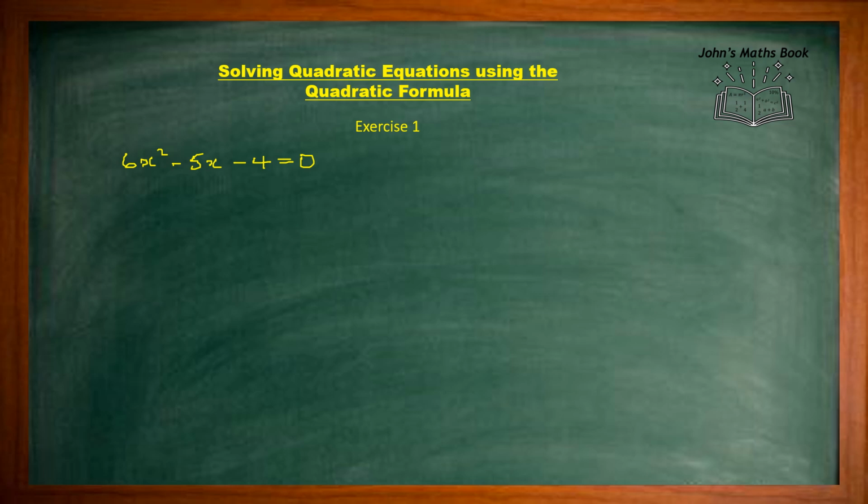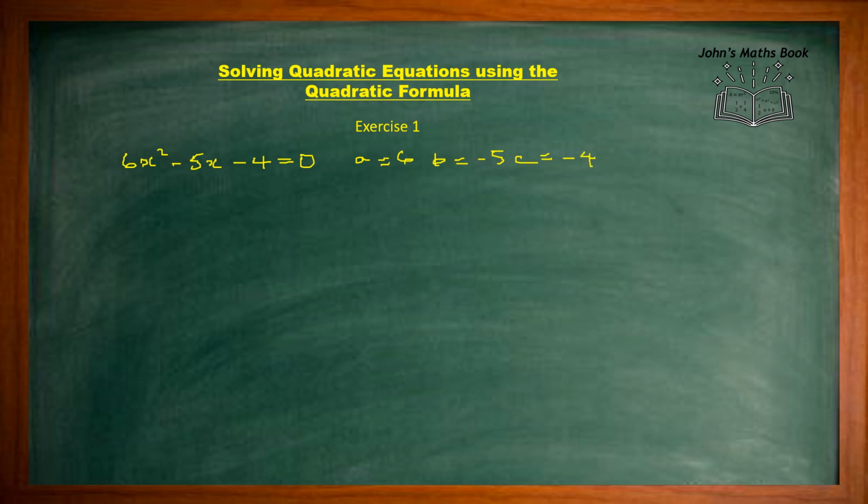Okay, so hopefully you've got the answer. So first let's write down a, b, and c. So a is the coefficient of the x squared term. So a is equal to 6. b is equal to minus 5, coefficient of x. And c is equal to the constant term, which in this case is minus 4.